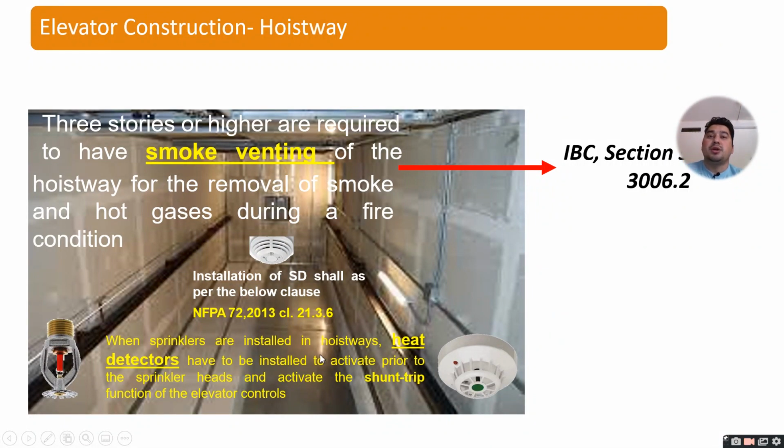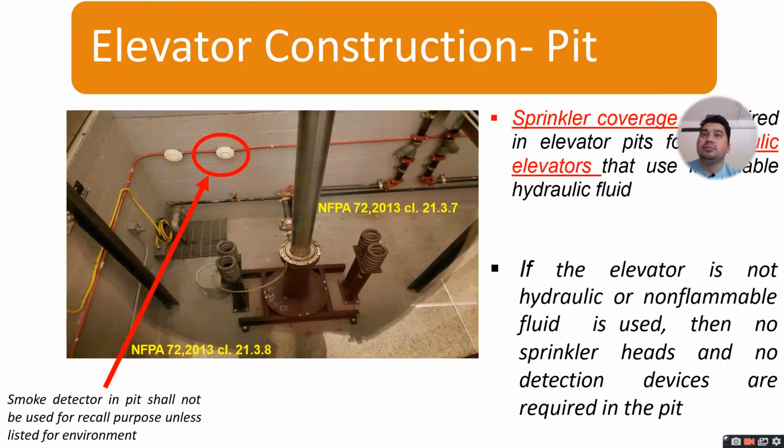When sprinklers are installed in the hoistway, heat detectors have to be installed to activate prior to the sprinkler heads and activate the shunt trip function of the elevator controls. So before you install any fire sprinkler, there should be heat detectors. When the heat detectors sense any temperature increase, they will activate the shunt trip and the elevator controls function. And then the fire sprinkler system will be activated.